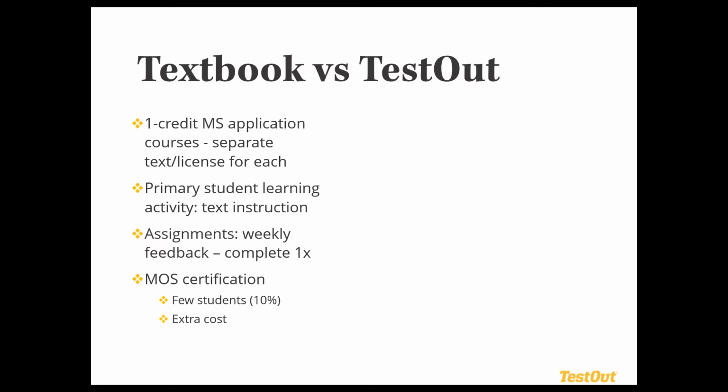Now, since we're using TestOut, we have switched from one-credit classes. We revised our curriculum to include everything in a 3-credit computer applications course using the Desktop Pro Plus license. When Paul Miller speaks, he'll probably talk about the differences between Desktop Pro and Desktop Pro Plus. The Plus includes a little bit more curriculum.